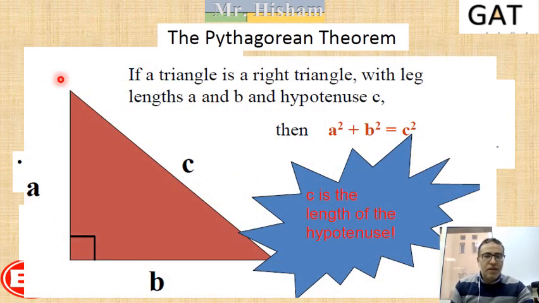Generally, the Pythagorean theorem is that the square length of the hypotenuse is equal to the sum of the squares of the other two sides. A square plus B square is equal to C square. The area of the square drawn on the hypotenuse is equal to the sum of the areas of the squares drawn on the legs. Or easily I can say that leg square plus leg square equals hypotenuse square.